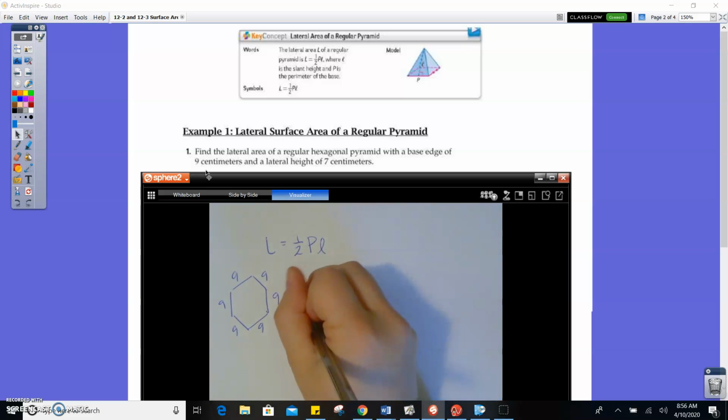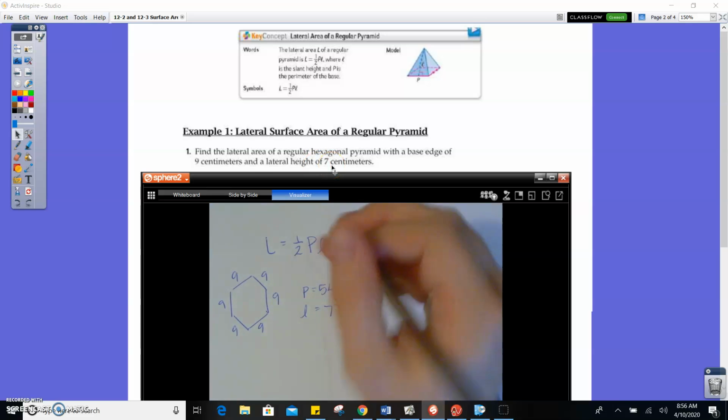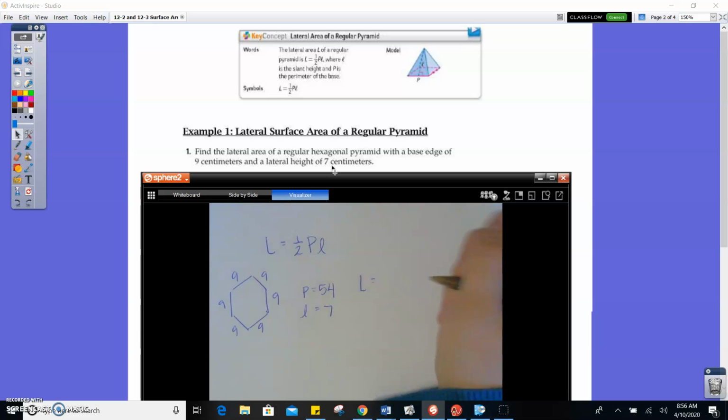My lateral slant height, they told me, was 7. So I have every value that I need to substitute into the formula. So now my lateral surface area will equal 1/2 of 54 multiplied by 7. Half of 54 multiplied by 7 gives me 189 centimeters squared, since we are talking about area. All right, and now we're going to move on to our next example.